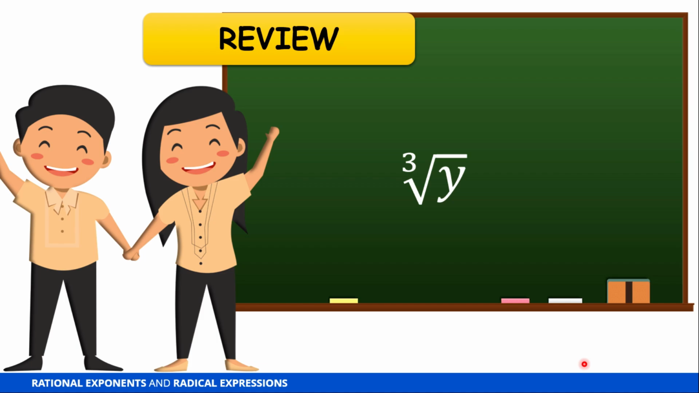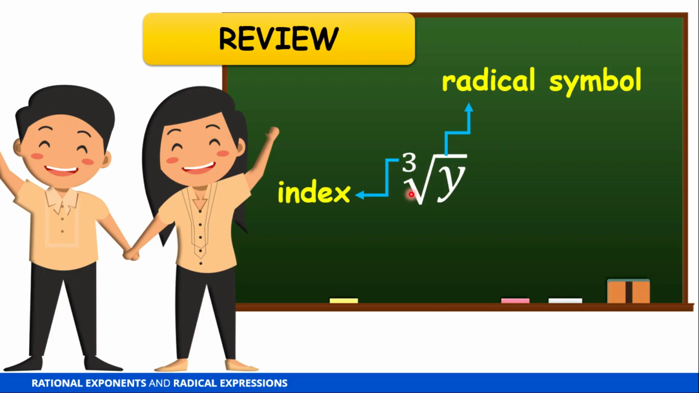In this given radical expression, we know that this symbol is called the radical symbol, and then itong 3 na nasa labas na maliit na number ay tinatawag nating index, and yung y na nasa loob ng ating radical symbol ay tinatawag nating radicand. So ito ay na-discuss natin doon sa unang video.